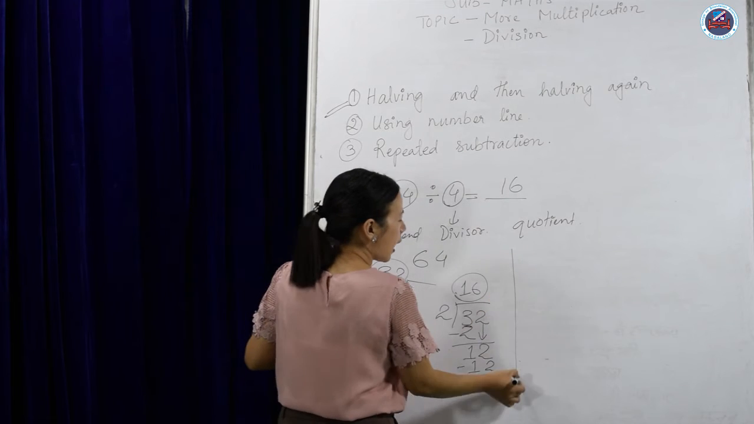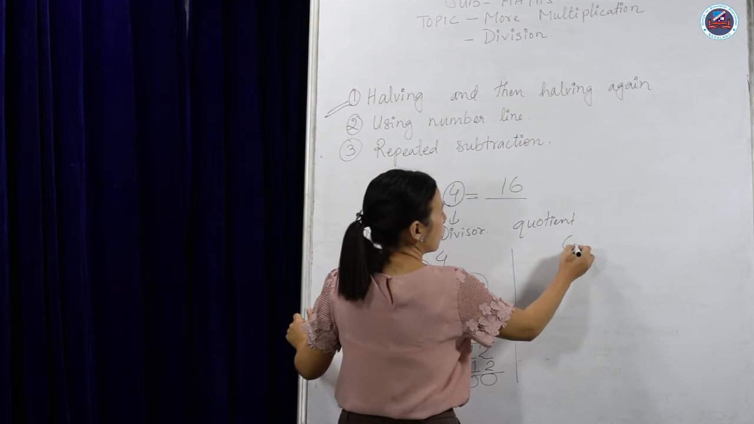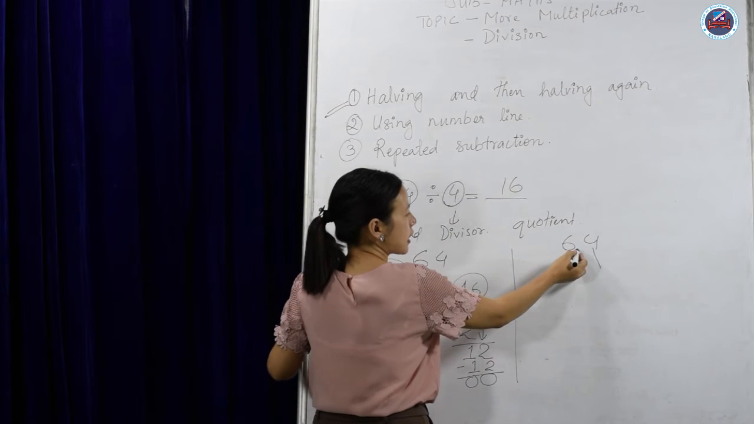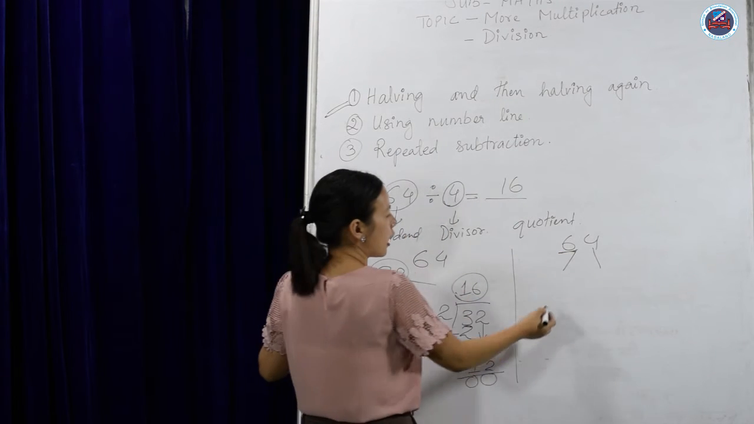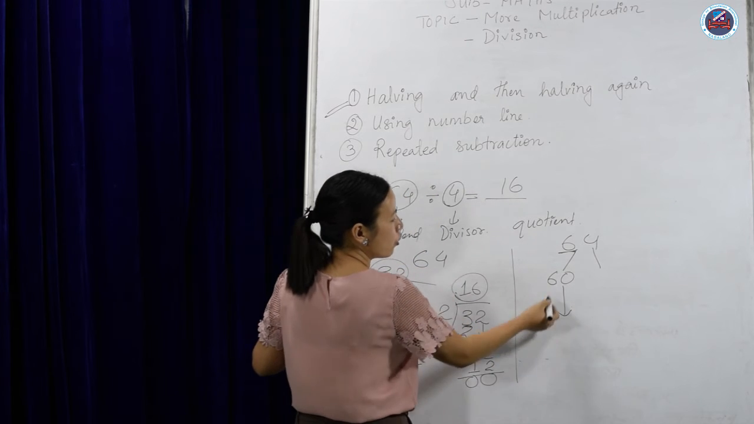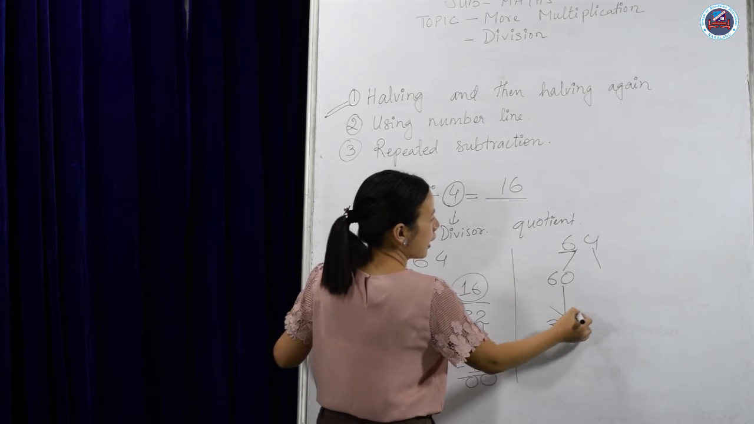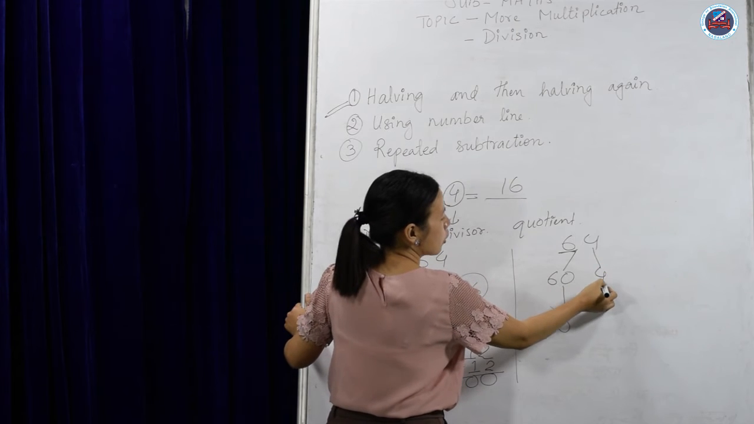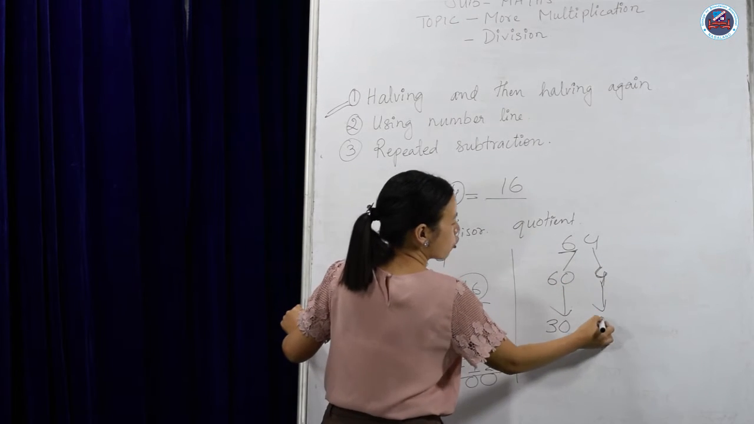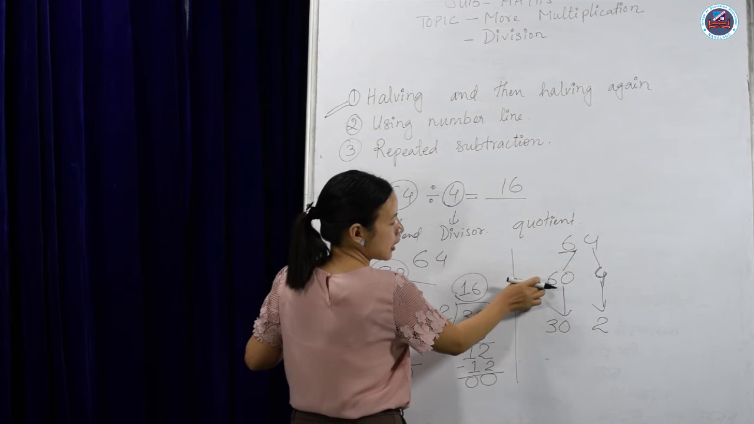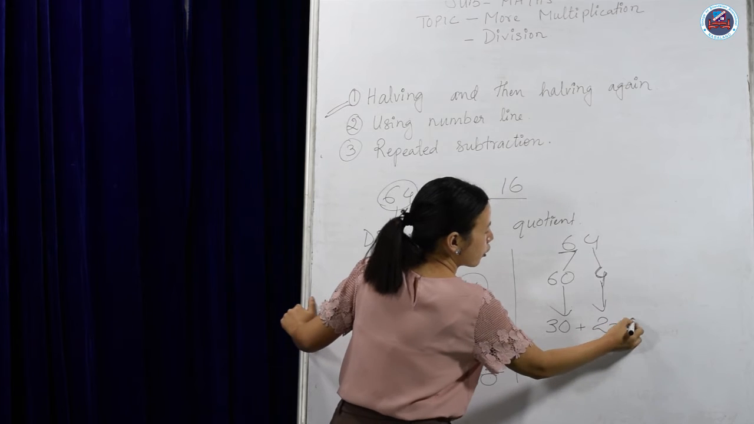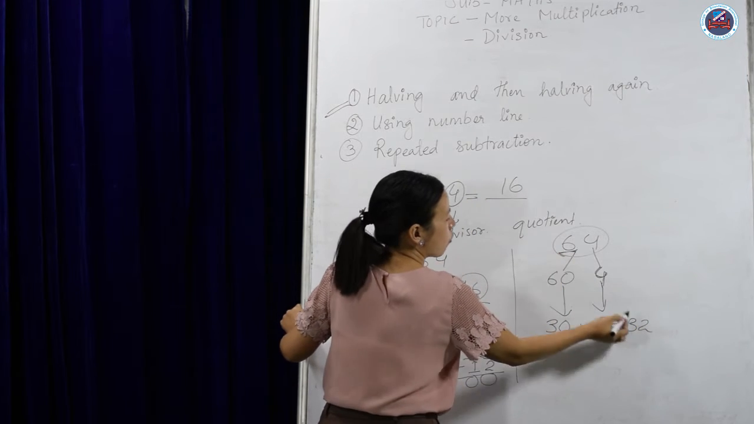Or you can do it in another way. With 64, you can split it into 2 parts. 6 is in the tens place, so that will be taken as 60, right? And then find half of 60. We know that half of 60 is 30, right? And then this 4, you divide it into 2 parts, that is half of 4. We know that it's 2, right? Half of 60 is 30, half of 4 is 2. So we got our answer as 32, that is half of 64 is 32.